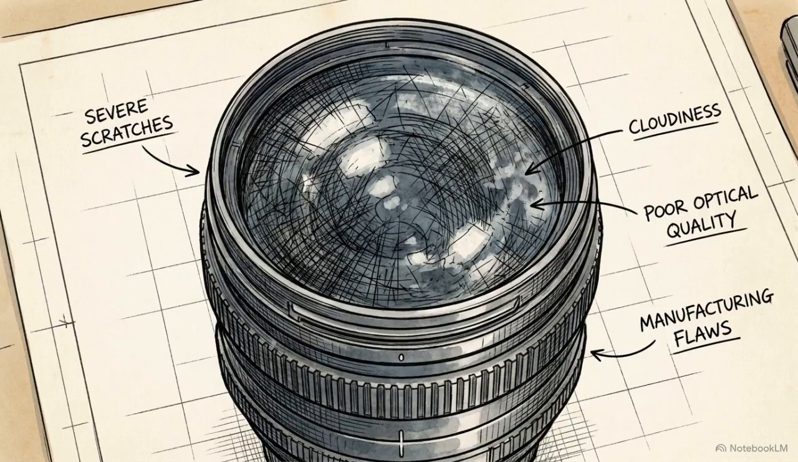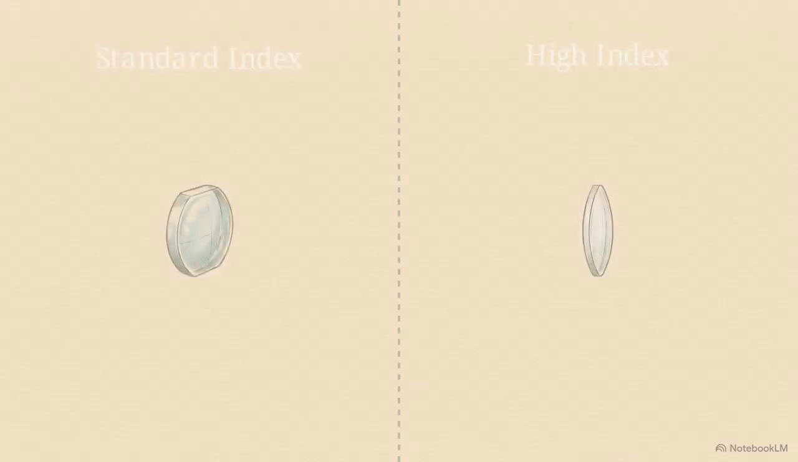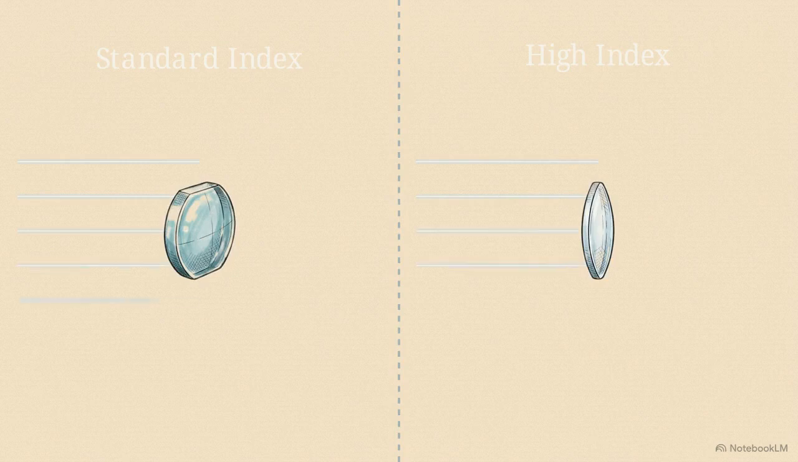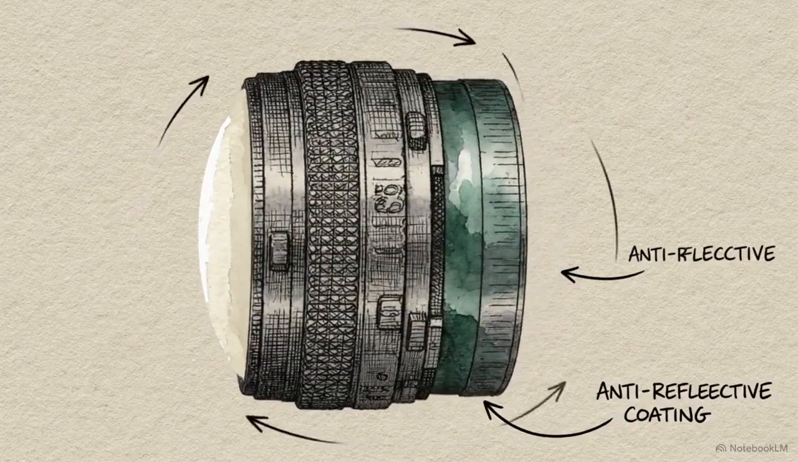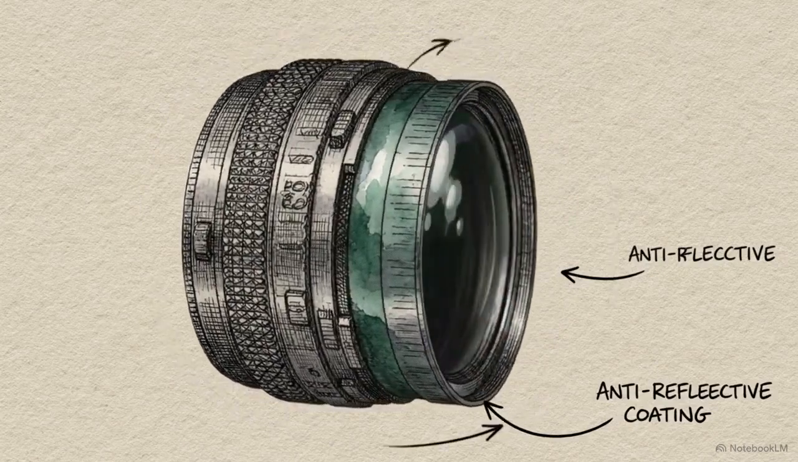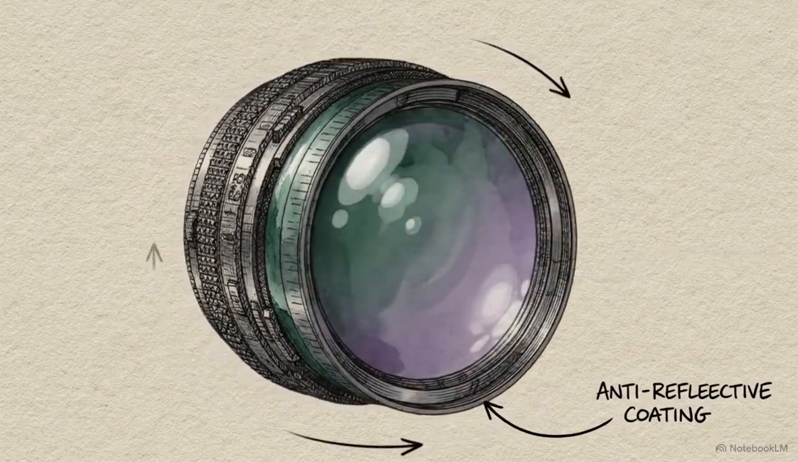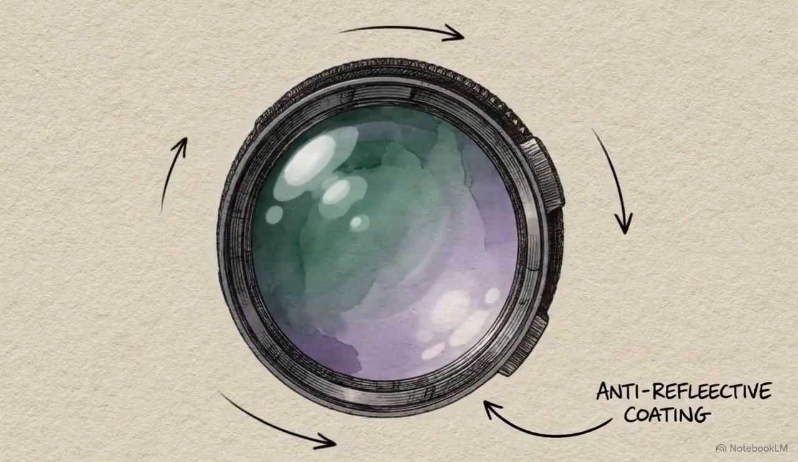Even with a perfect mathematical plan, your photos will suffer if you use low-quality physical materials. One way to improve a design is by using high refractive index glass. These materials bend light more aggressively, allowing lenses to be much thinner while maintaining the same optical power. We also apply anti-reflective coatings. These reduce light bounce, ensuring more light passes through the glass to hit the sensor, resulting in a brighter image.